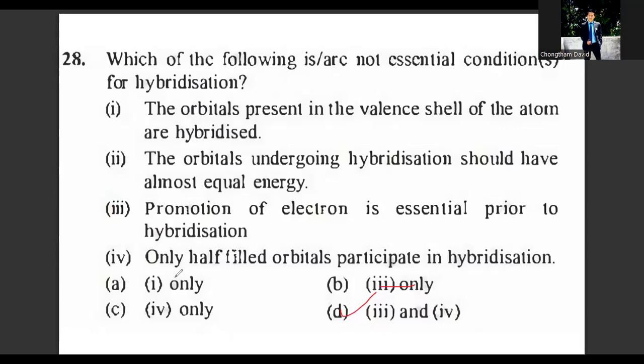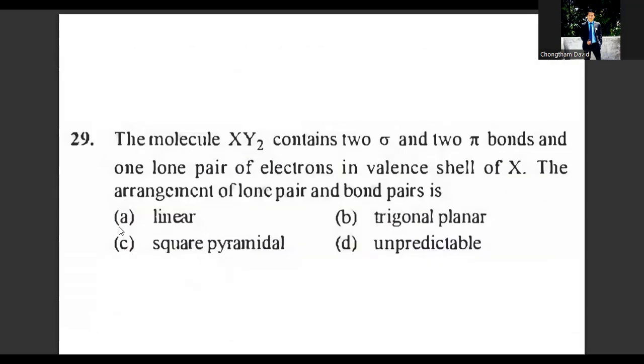Let us read question number 29. The molecule XY2 contains two sigma and two pi bonds and one lone pair of electrons in the valence shell of X. What is the arrangement of lone pair and bond pair? So since this XY2 forms two sigma and two pi bonds and has one lone pair of electrons, it must have the structure as such.